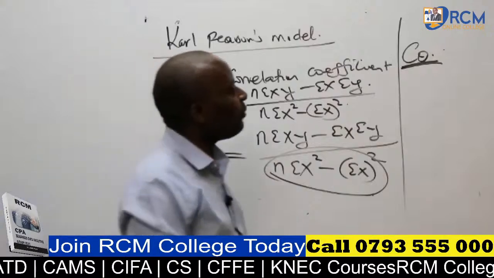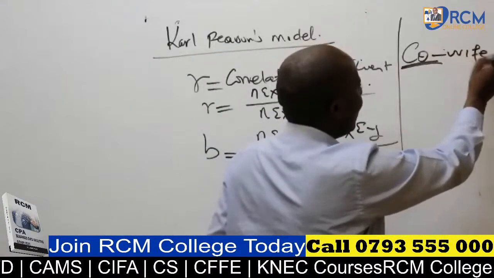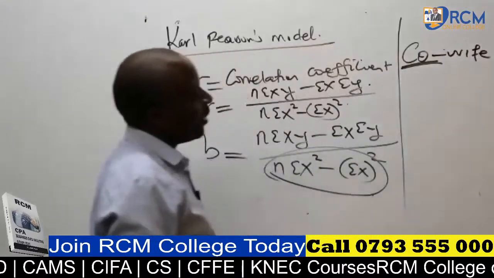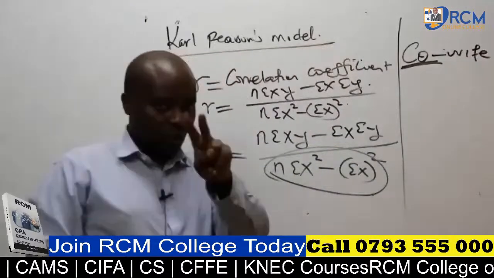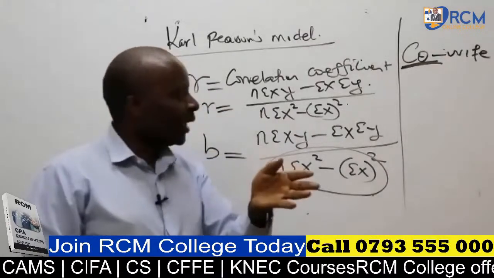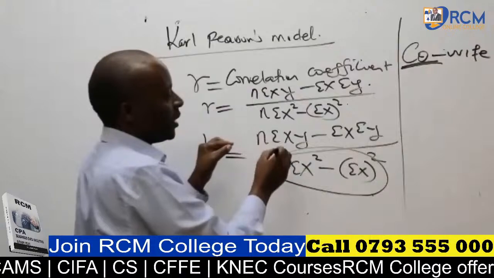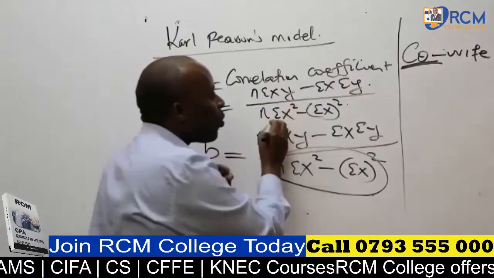When you go and hear someone say, for example, co-wife. Aya. What does it mean? Two or even more. Bad husbands, two or even more, like that. So the same case, when you hear correlation, in the denominator you cannot have x alone.